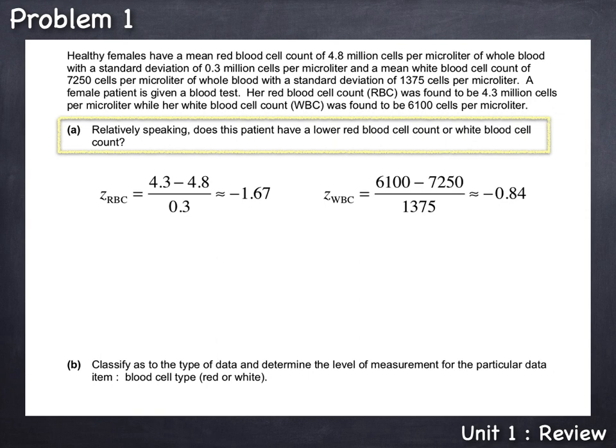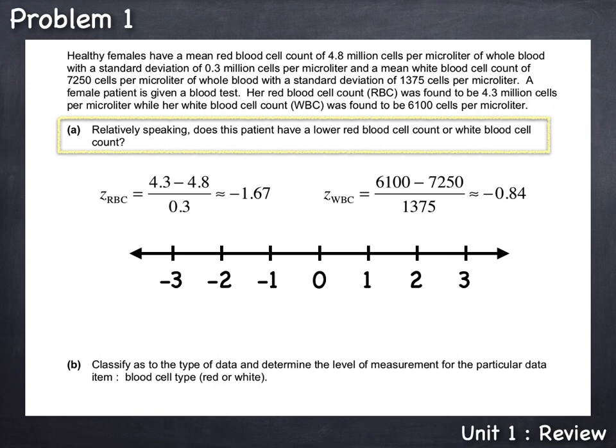Now to answer the question, which one is lower, we can compare these two values on a standard score scale. The red blood cell count standard score of negative 1.67 is negative, which is below average. So this patient does have a relatively low red blood cell count, but it's not past negative 2, so it's not an unusually low blood cell count.